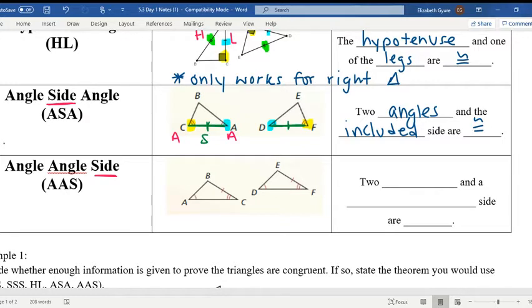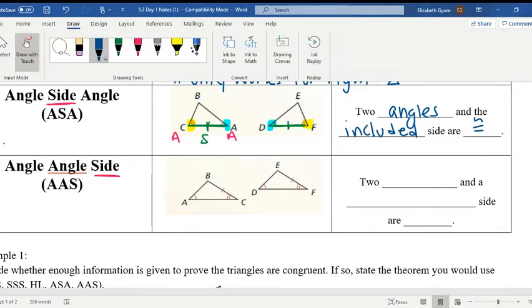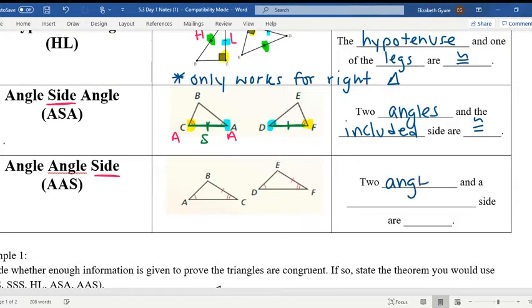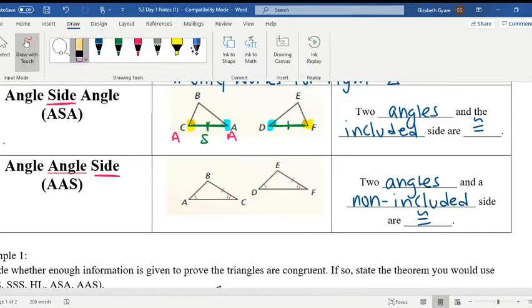This one though, the side's not between the angles. That means this side does not connect the angles. It's some other side in your picture. So what our theorem is here is that two angles and a non-included side are congruent. So you're still going to have your two angles, any two angles at all.